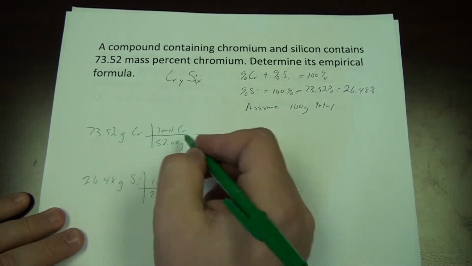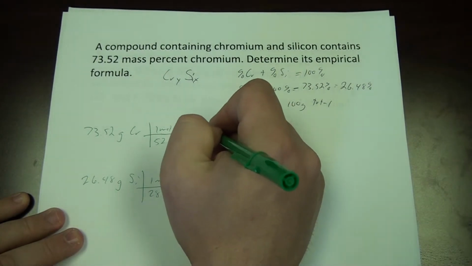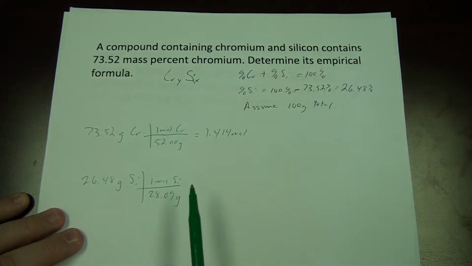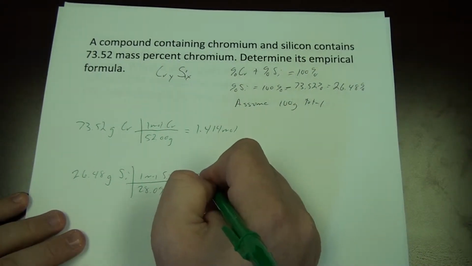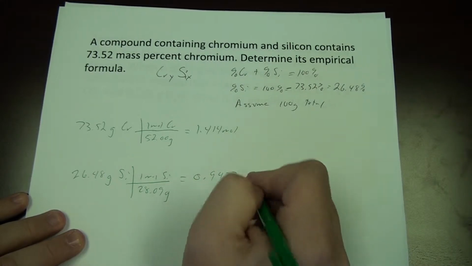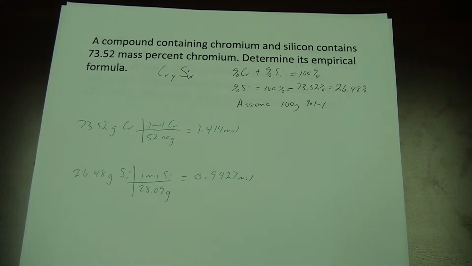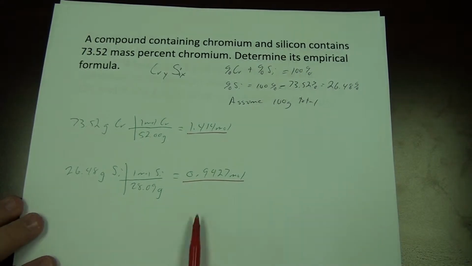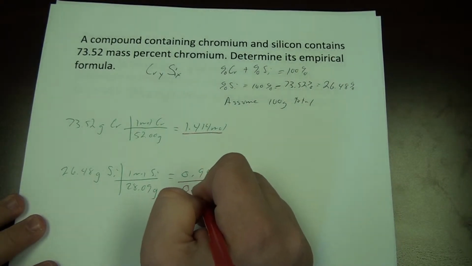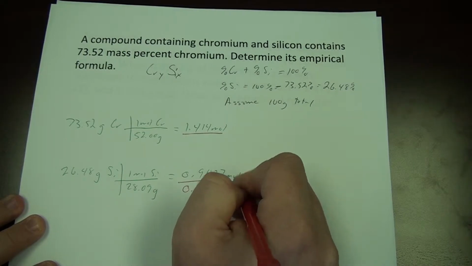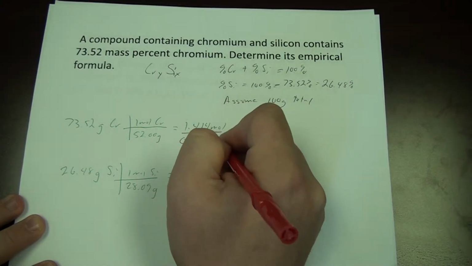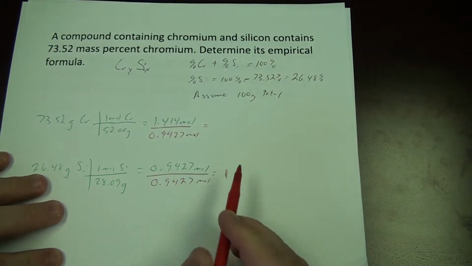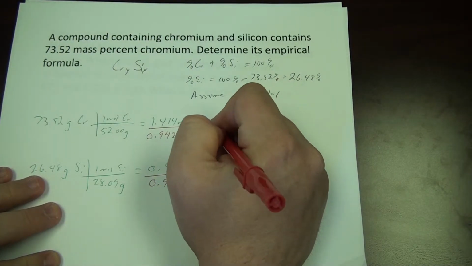Again, do this math, 73.52 divided by 52, we're going to get 1.414 moles. If we do this other one, 26.48 divided by 28.09, we're going to end up with 0.9427 moles. Again, because we want the smallest whole number ratio, we're going to divide by the smallest number, which in this case is this bottom one, 0.9427 moles. If we do this bottom one, we're going to end up with 1. And the top ends up being about 1.5.